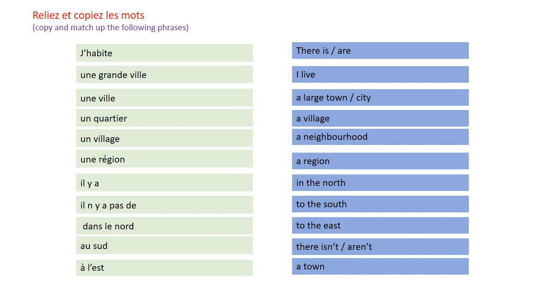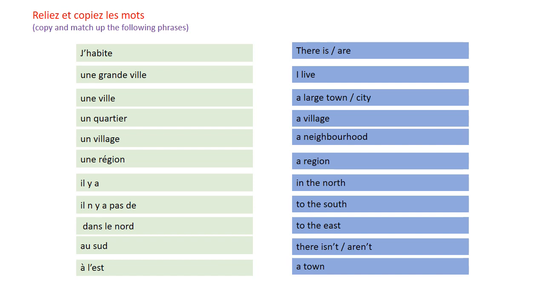Okay, so first task then, relier et copier les mots. So join up and copy the words. On the left hand side we've got a list of words that you might be able to recognise because some of them look similar, some of them are cognates. If you think about un village, if you think about une région, words like that might leap out at you because they look similar to English.